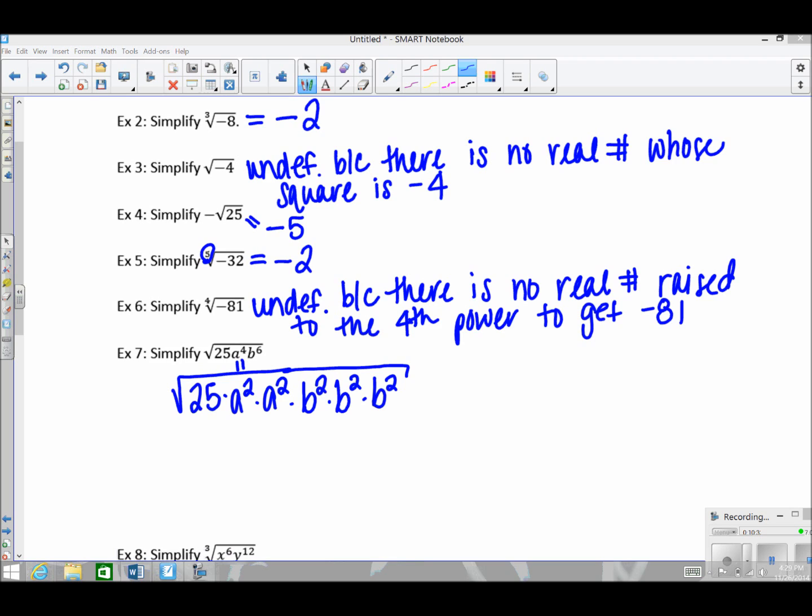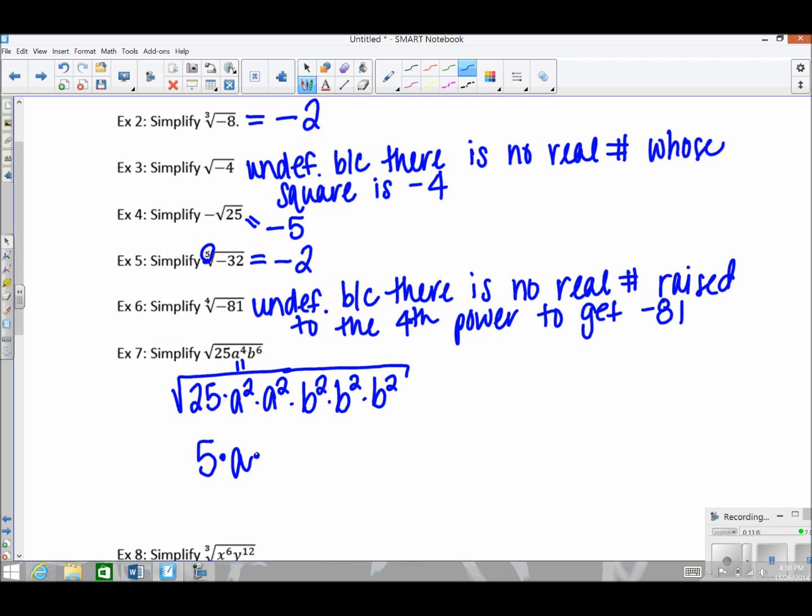But basically, I wanted to split this up because all of these variables are now perfect squares. These are all things that I've squared. So when I actually break this up, when I take the square root of each of these, taking the square root of 25 is going to be 5. Taking the square root of a squared, meaning what do I have to multiply by itself to get a squared? Well, the answer would be a. A times a gives me a squared.